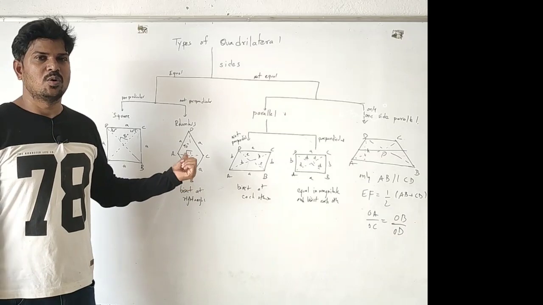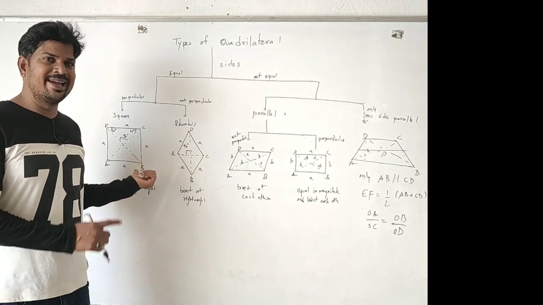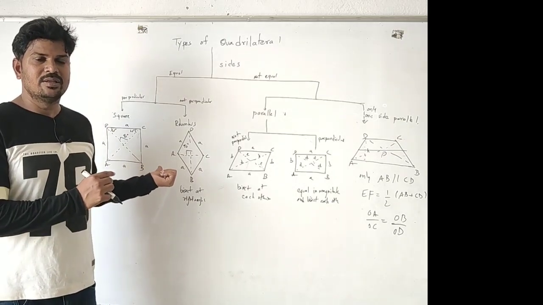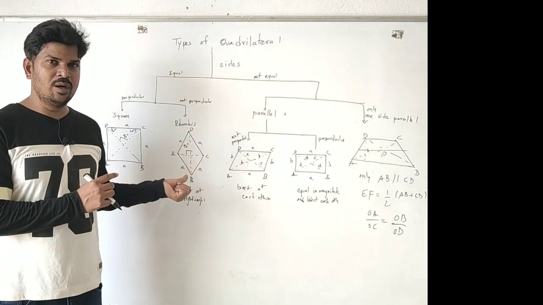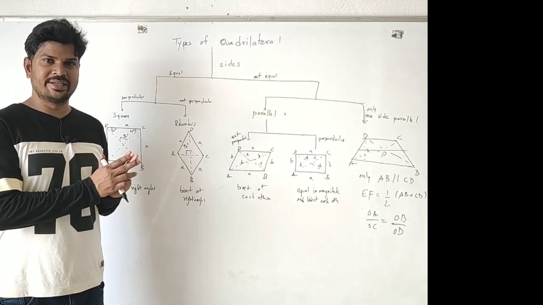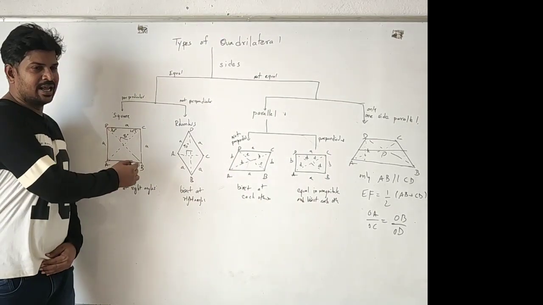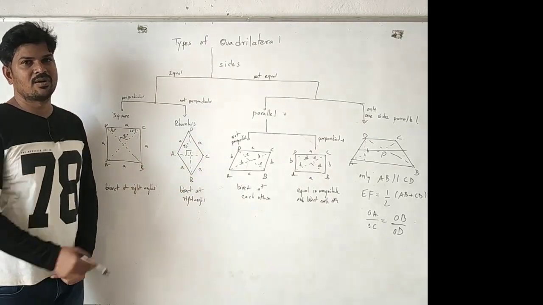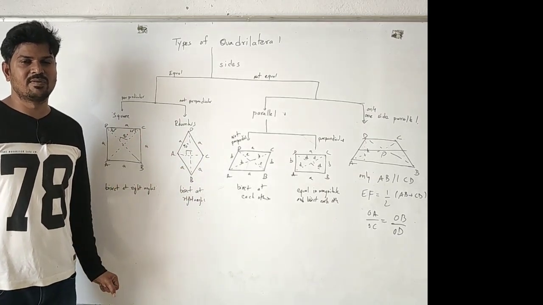What is the difference between square and rhombus? In the square, all sides are equal and the angle between any 2 adjacent sides is 90 degrees. So this is the square. In the rhombus, all sides are equal, but the angle between 2 adjacent sides is not 90 degrees. Here the angle between AD and AB is 90 degrees, whereas there the angle between AB and AD is not 90 degrees. But what is common in these 2? All sides are equal.